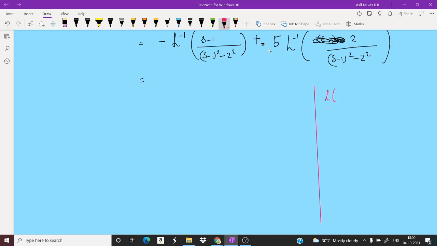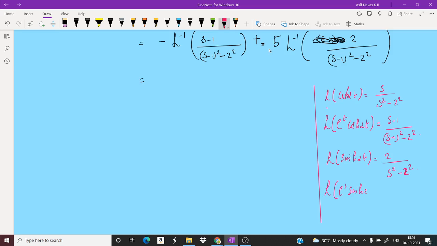We know that L of cosh 2t is s by s square minus 2 square. L of e raised to t cosh 2t is (s minus 1) divided by (s minus 1) whole square minus 2 square. Similarly, L of sinh 2t is equal to 2 divided by s square minus 2 square. L of e raised to t sinh 2t is equal to 2 divided by (s minus 1) whole square minus 2 square.